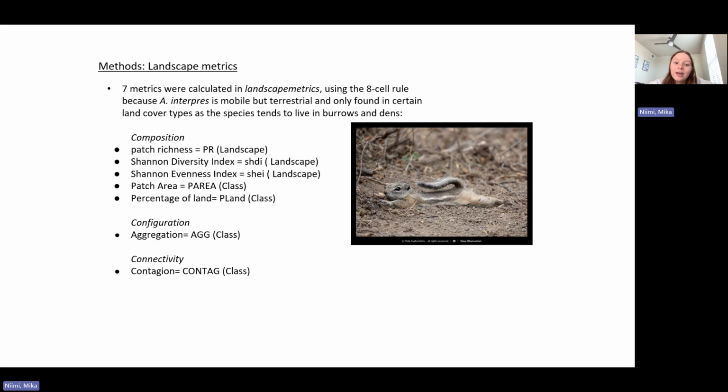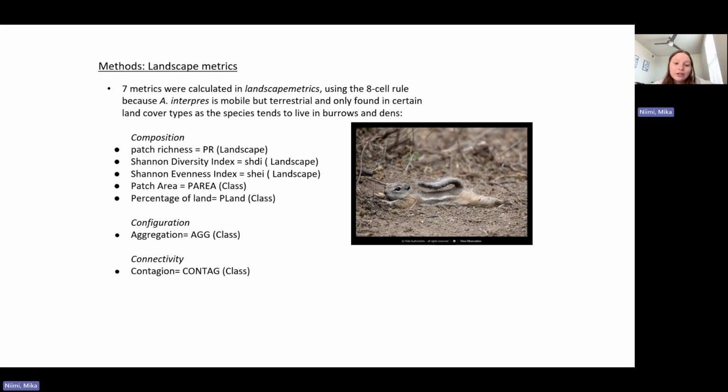and patch area. Those really do a great job at composition, but the main one I'm going to focus on today is percentage of land, and that is going to be a class metric, not a landscape level metric.